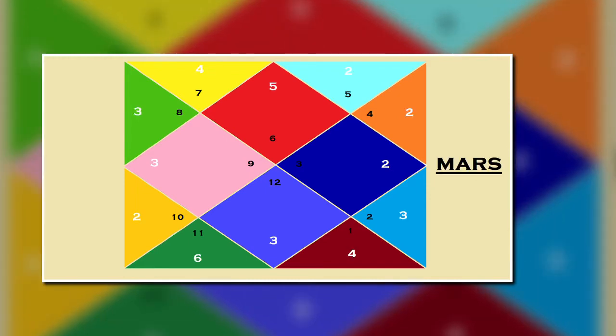This is the Ashtakvarga of Mars. 6 points given to the 6th house, which is great for Mars, as it has only 39 points to distribute, but only 2 points to 5th, 10th, 11th, and 12th house.